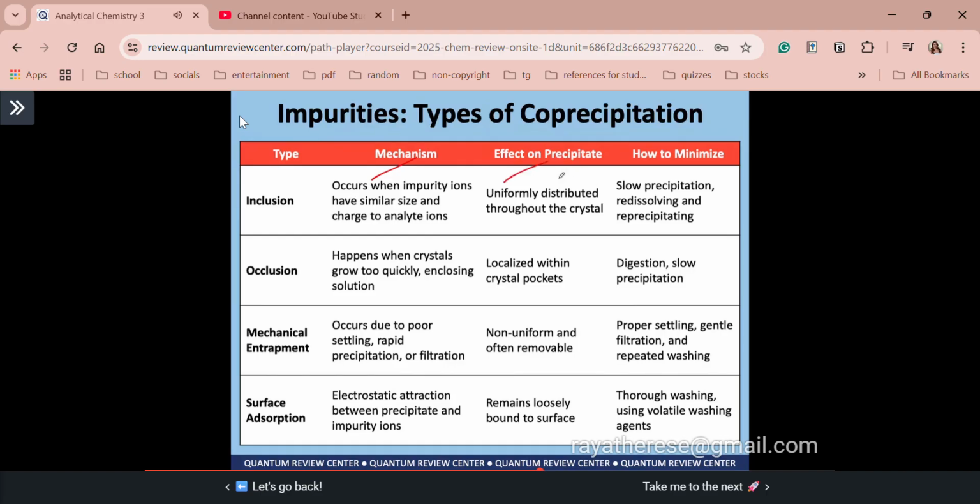And then the effect on the precipitate. So as you can see, class, inclusion, feeling ion sila. Occlusion and entrapment, ayan, naka-trap. Surface adsorption, nasa surface lang, so easily removed by washing.